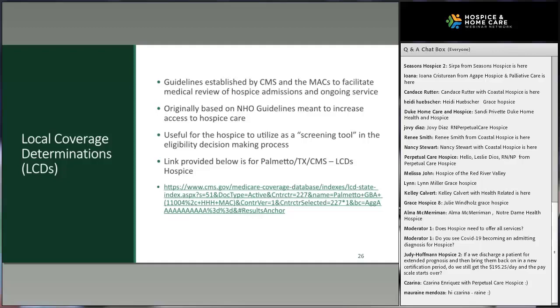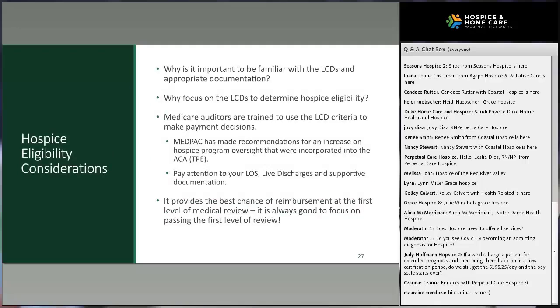Why not think like Medicare and the MAC thinks? Whoever is your fiscal intermediary, it's important that you try to get their LCDs. Here I gave you a link to go get Palmetto's. Palmetto covers Texas and many other states. They're quite large, and they put their LCDs out on the web. Depending on who your fiscal intermediary is, I always recommend when I'm working with hospices, make sure that your staff has this so that they know how their notes are being looked at, how their notes are being screened, so they can have the tool that helps them as they're documenting.